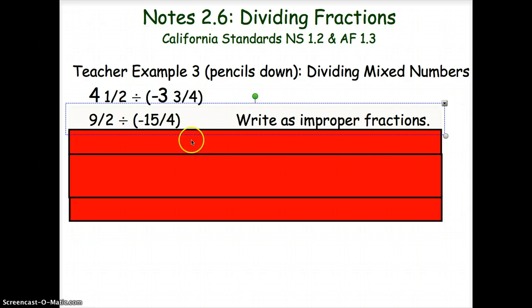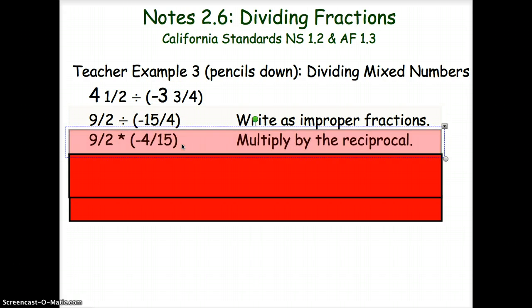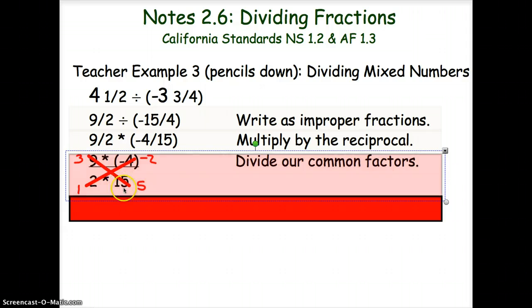Okay, now I can continue just as I did before. Skip, change, flip. And my numerators are 9 times negative 4. My denominator is 2 times 15. I want to look first and see if I can cross cancel, which of course I can. 9 and 15 are both divisible by 3. 2 and negative 4 are both divisible by 2.